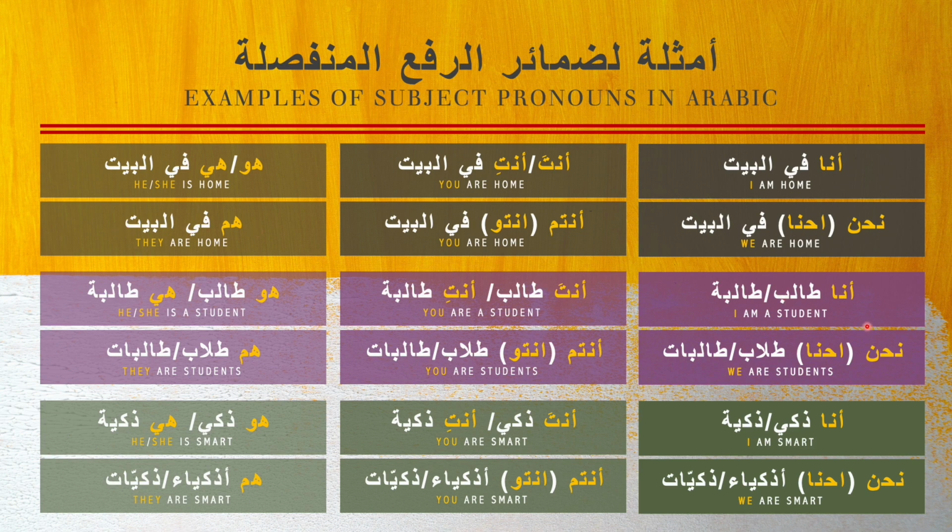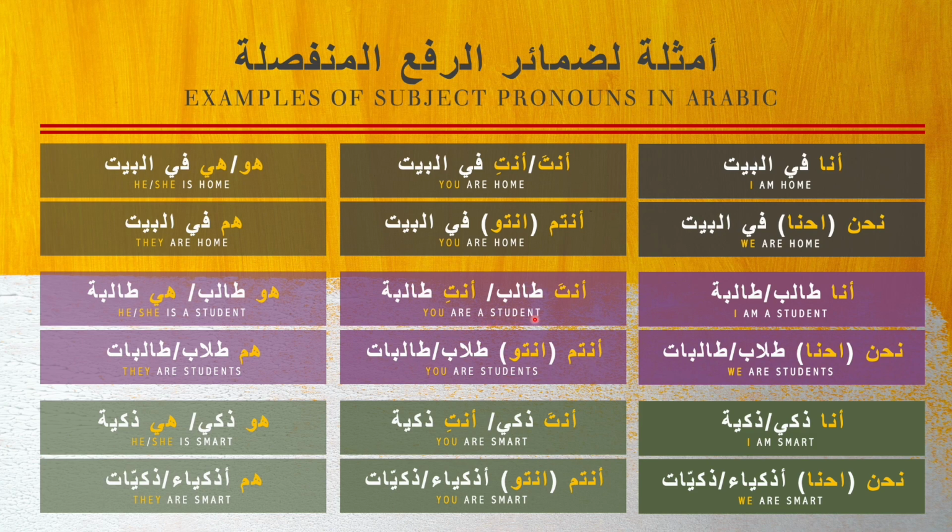The second example, I am a student. In this scenario, a student can be feminine or masculine in Arabic. So, أنا طالب, masculine, أنا طالبة, feminine. We are students, it's plural, and it can still be feminine or masculine. So, نحن طلاب, إحنا طلاب, when طلاب is plural masculine. نحن طالبات, إحنا طالبات, when طالبات is students feminine.